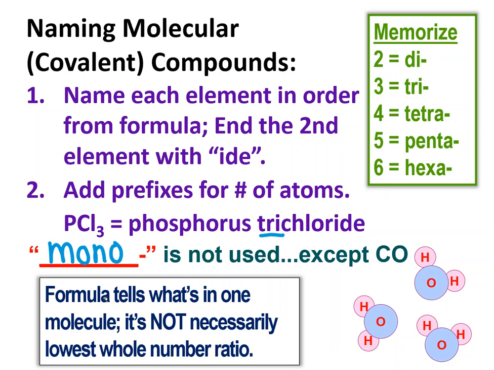So the formula tells you what's in one molecule. It's not necessarily the lowest whole number ratio like we did for ionic compounds. This would be dihydrogen oxide.